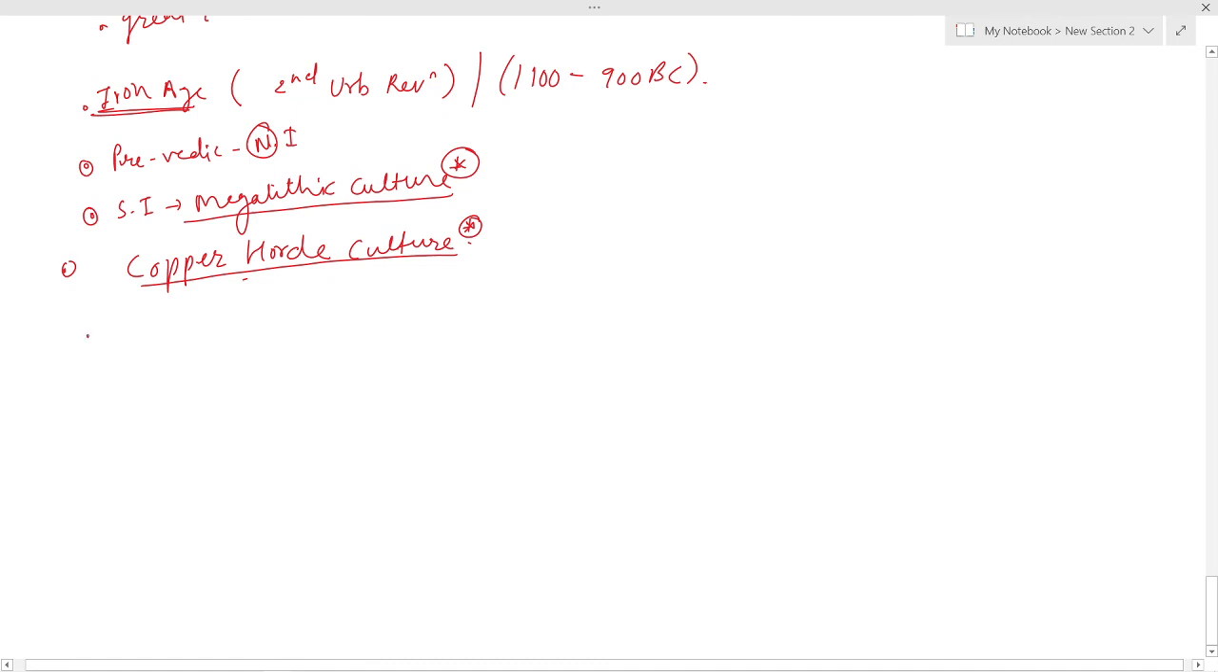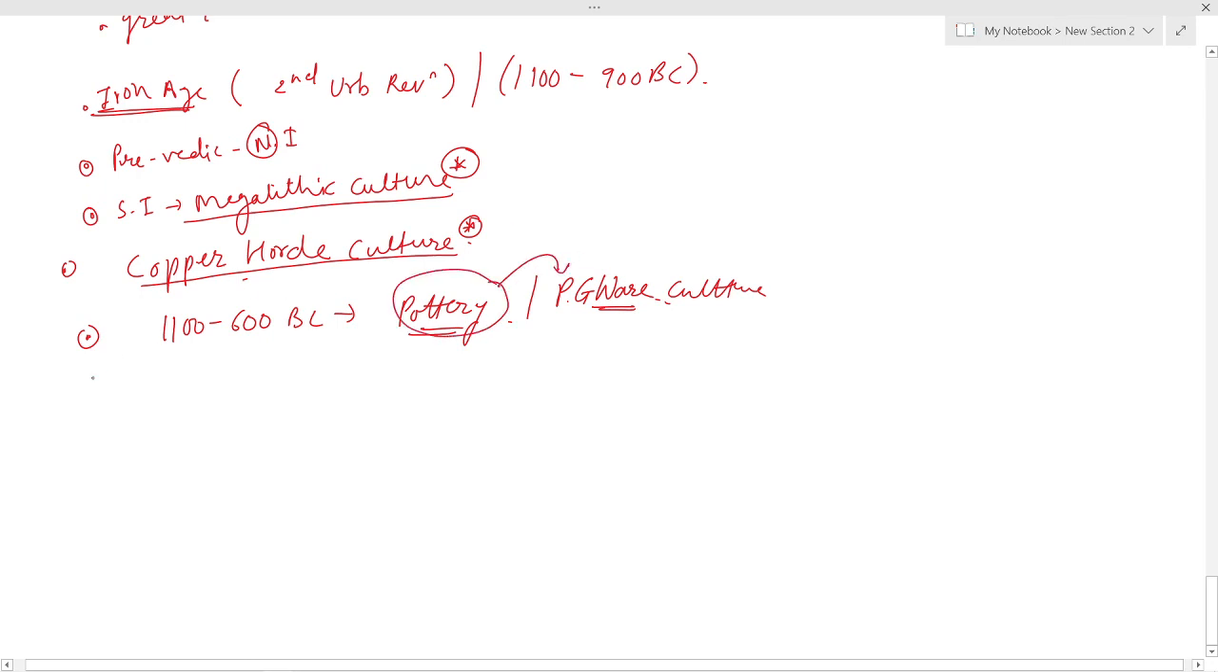During the period of 1100 to 600 BC, a distinct culture existed, and it is known for its pottery. So from 1100 BC to 600 BC, there was a distinctive culture associated with pottery. The pottery is called painted grey ware, or PG ware culture. So the pottery used here is painted grey ware.